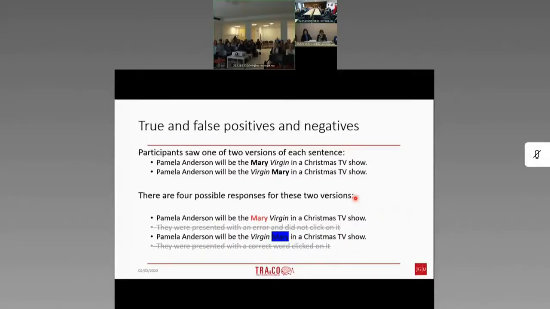But the only thing that we're interested in is the comparison between Mary Virgin and Virgin Mary. So anything else we discarded. We only looked at true positives and true negatives. So if they said there is an error and we also thought there is an error, then we use that sentence. And if they did not say there is an error, and we also said there is no error, that is what we compare. Okay?